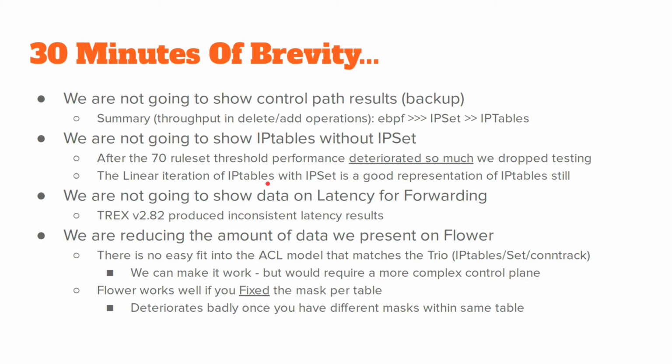We're not going to show iptables at all. We're not going to show results for rule sets with iptables that did not have ipset in them. At some point, it got so bad that we stopped testing, basically, for iptables without ipset. So if we tested, let's say, a bunch of rules that had ipsets, the equivalent of the worst case scenario is captured there. We're also not going to show latency data on forwarding, because we had some issues with T-Rex version 2.8.2. There are a lot of newer versions since then, but we haven't tried to upgrade and check our results.